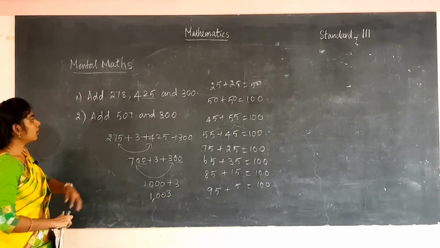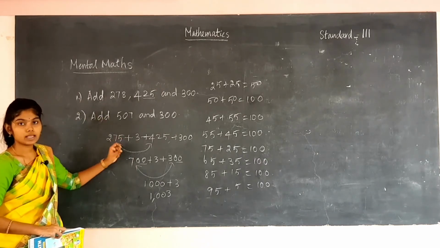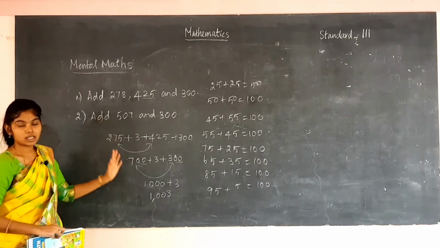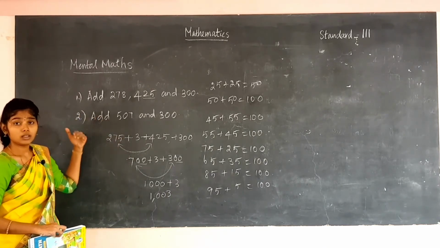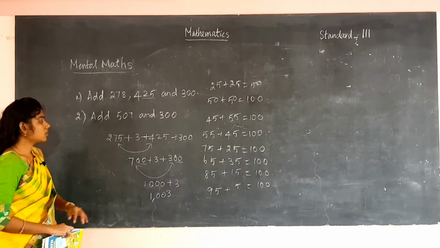While you are adding in the ordinary method, what we actually do is write the places and give the values, and then you add starting from the ones place, tens place, hundreds, and then the thousands place for a 4-digit number. Here it is a 3-digit number. So by this easiest way we can do it.